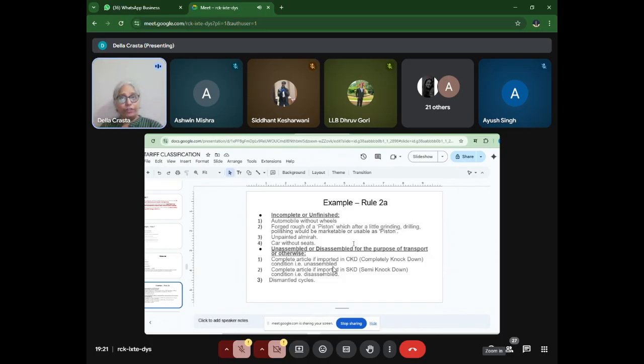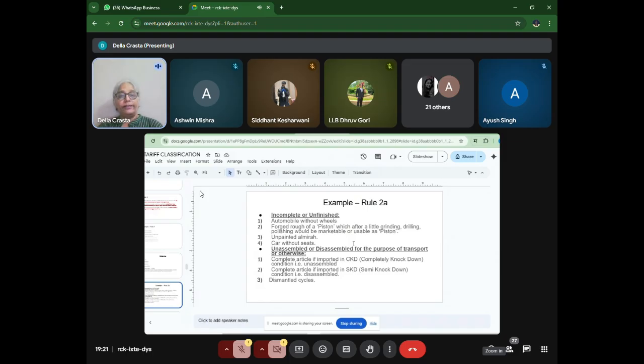So it is an unfinished article. It is an incomplete article, and it is attaining the main characteristic of the final article. So it will be classified as an automobile itself, as a motor vehicle itself. You cannot classify it as anything else. This is what Rule 2A says.